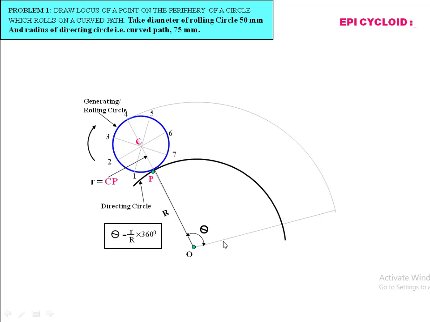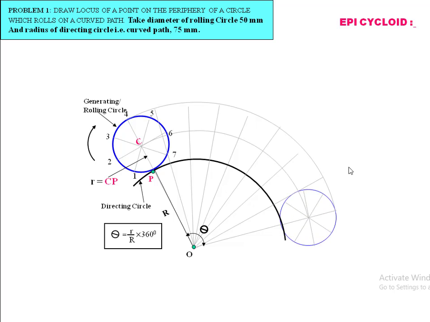Now the discussion about the angle. What will be the total angle as this rolling circle completes one revolution? We can calculate that by using r by R into 360, where small r is the radius of the generating circle and capital R is nothing but the radius of the directing circle. So by putting in this calculation we'll get theta, and as we have divided the circle into 8 equal parts, we are also going to divide the directing circle into 8 equal parts. Now we'll draw this arc as we discussed earlier.